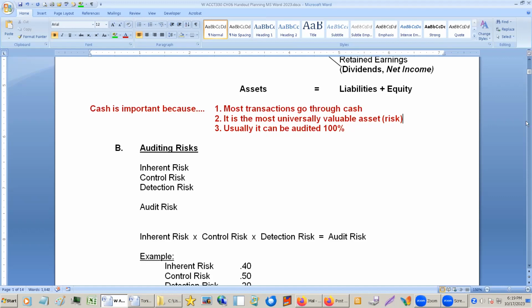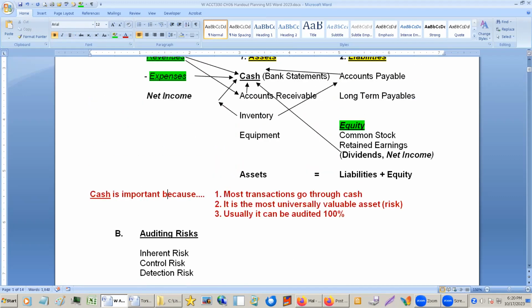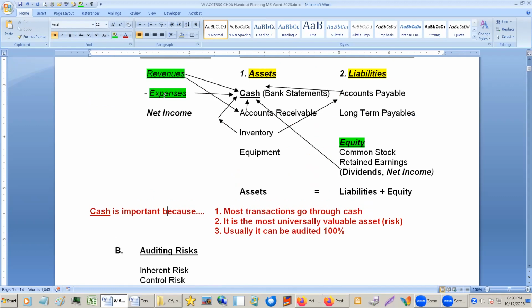Like I say, if you're a company making hog feed, it has a value, but it's hard to transport and it's probably even harder to sell. Whereas the cash, anybody can use it. And usually it can be audited 100%. You can get all the bank statements. Even large companies, a lot of times you get all the bank statements. So for these reasons, even though the cash account itself might be immaterial, we really concentrate on cash for a good chunk of the audit.